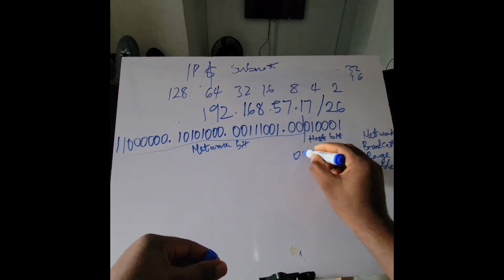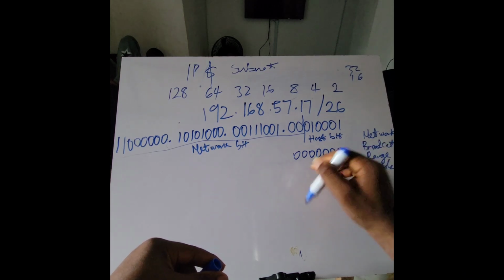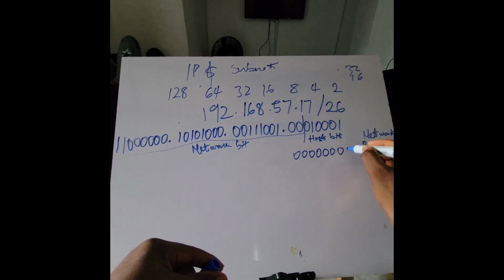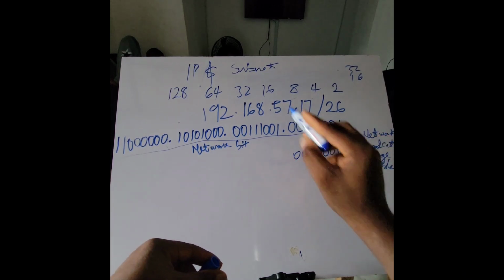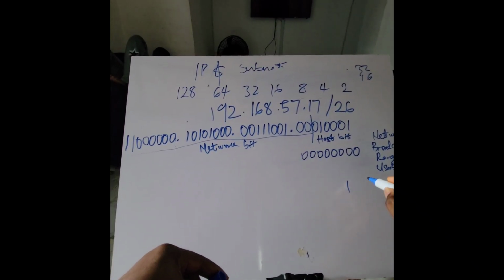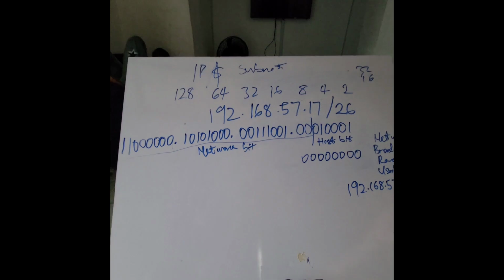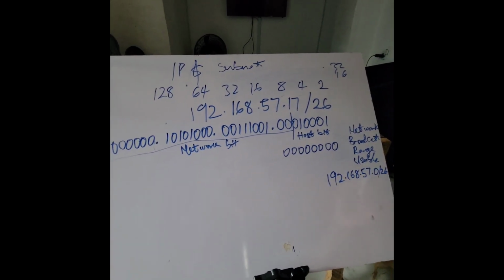So let's say we have 0 0 0 0 0 0 0 0. That's 1 2 3 4 5 6 7 8. So everything here is 0, so there's nothing. So what we have as the network address is 192.168.57.0/26. Yes, so this is the network address.